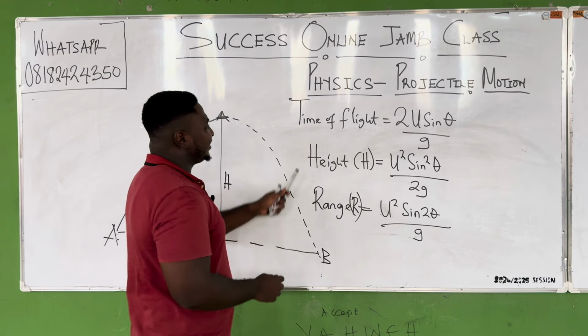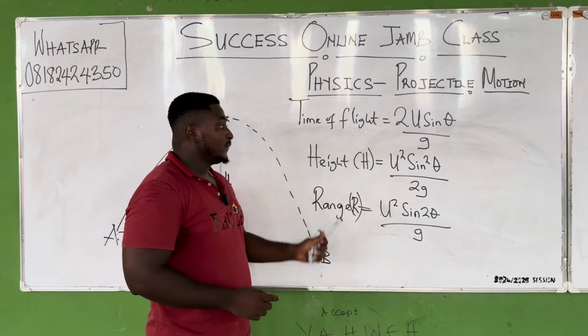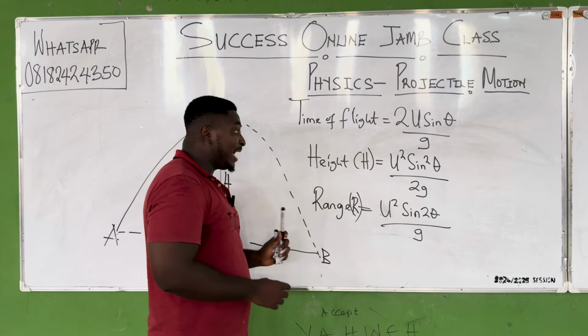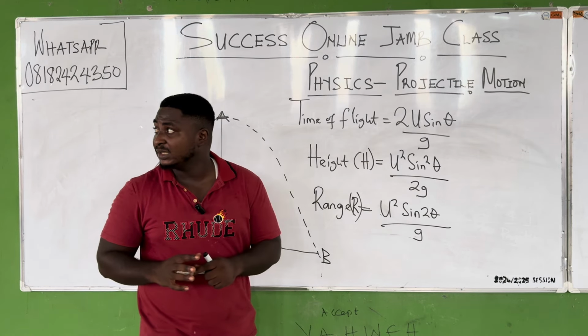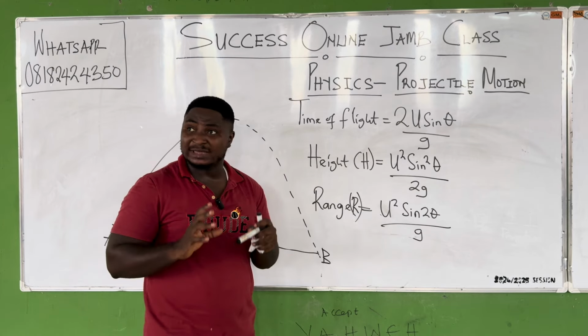Yes, so these are the three formulas that we have when dealing with projectile motion. But there's one more formula that is not popular, but it's very important. It's called the time to attain maximum height. The time it takes for the projectile body to attain maximum height.